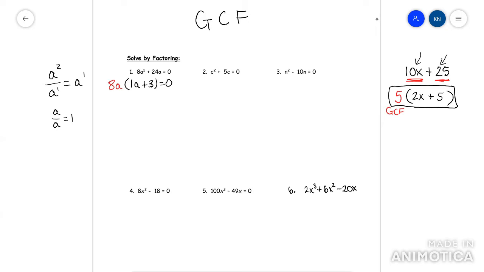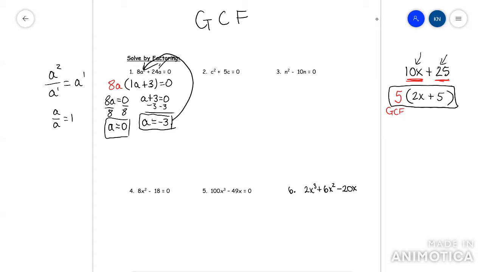So this all equals 0. Just like the others, once you have it factored, you can just set each factor equal to 0 and solve it. So divide by 8, 0 divided by 8 is 0. And on this one, subtract 3, so I got negative 3. And just like with any factoring problem, you should probably plug in these numbers for your A, substitute them in, and just make sure that your answer is indeed 0.